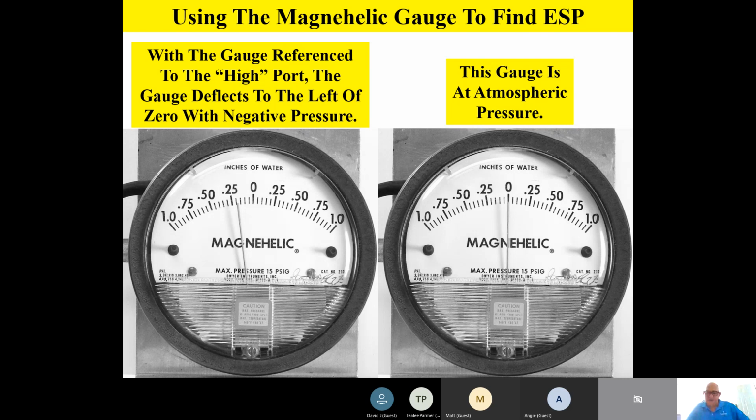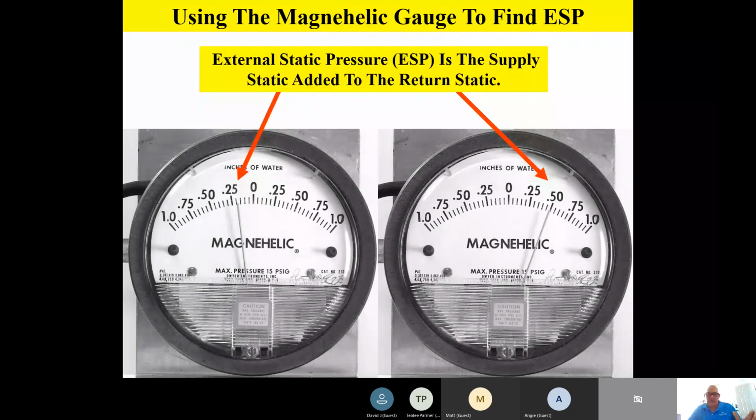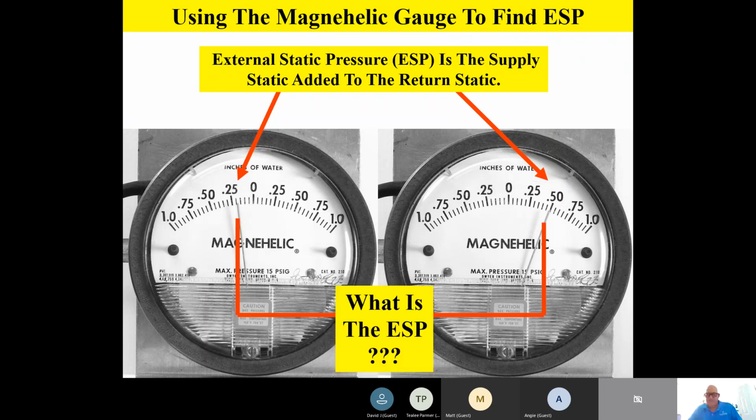So we take a look at those gauges. Our external static pressure is the supply side static. In this case, it'd be like a 0.50 supply. And the return static, in this case, swung the needle to the left. It looks like about a 0.2. So if I add those values together, a 0.5 and a 0.2, that gives me a total external static of 0.7 inches of water column. So it's just that simple.